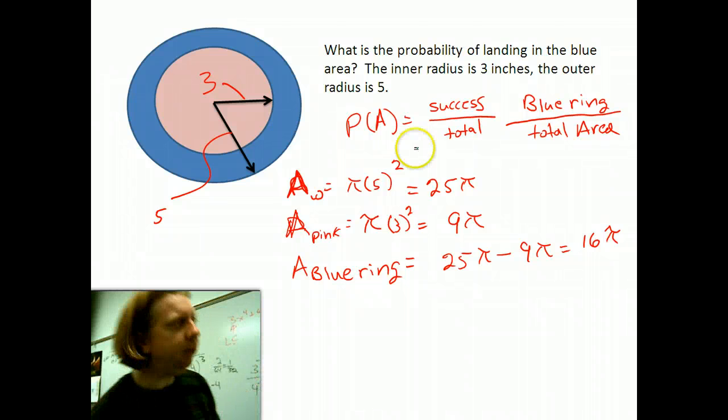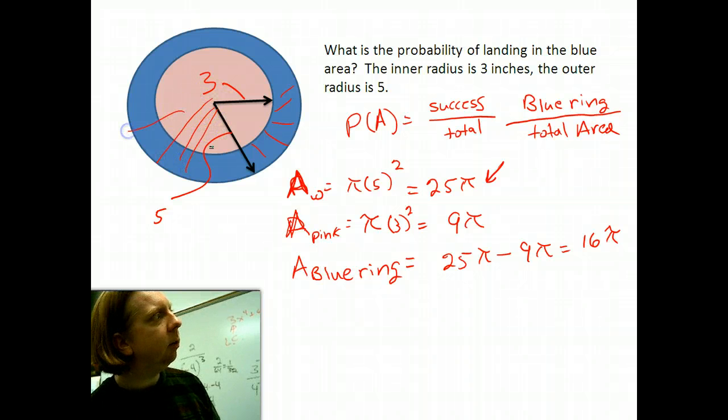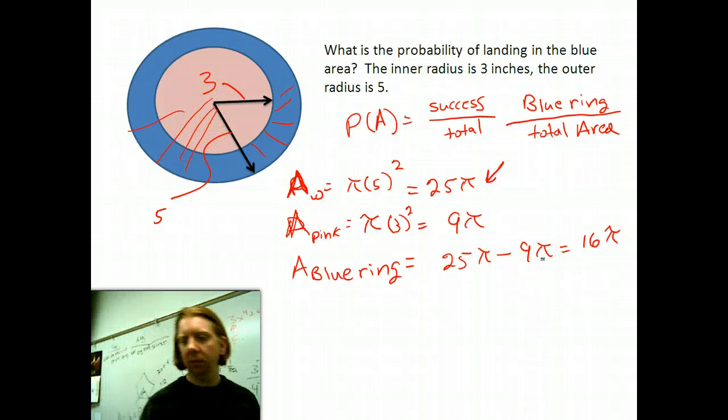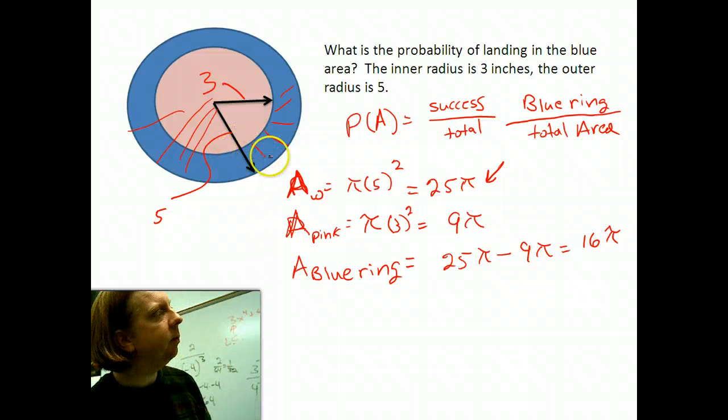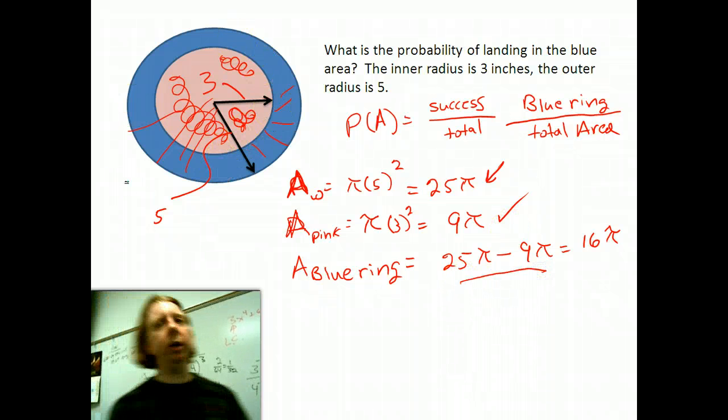Let's kind of recap. This first item, that's the area going all the way, this whole thing, the whole circle. It's 25 pi. The inner part of it, this region in here, that's this 9 pi. And then I subtract them to get the blue ring going around it.